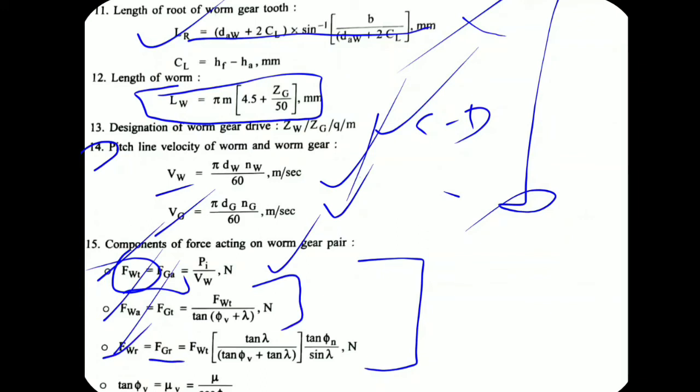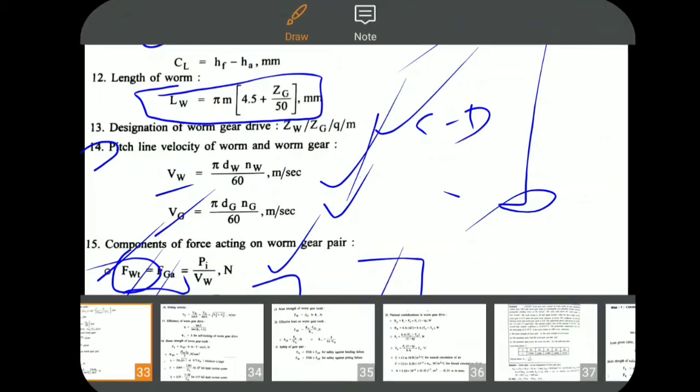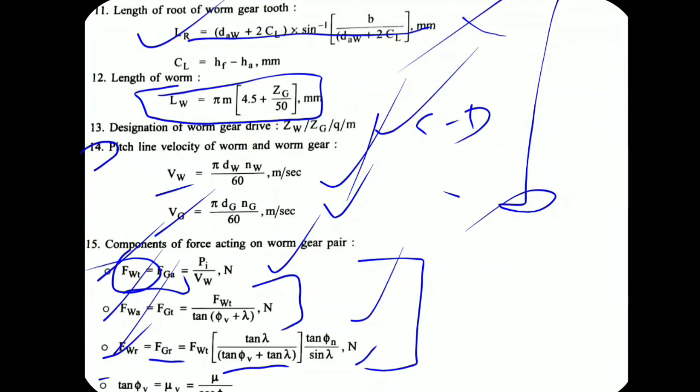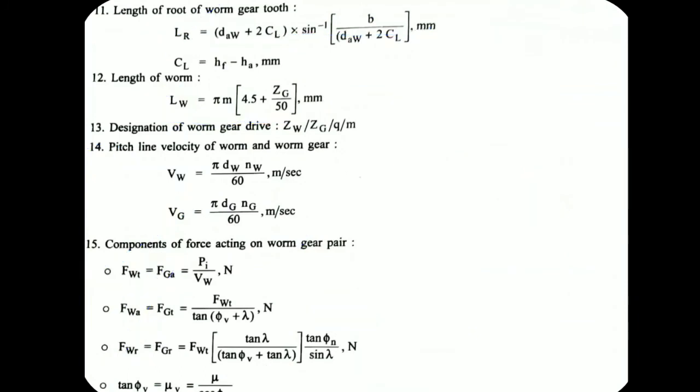So F_wr into tan of lambda divided by tan of phi_v plus tan lambda, not phi_v plus lambda, tan of phi_v plus tan lambda. Most students make a mistake here. Into tan of phi_n divided by sine of lambda. Therefore we know tan of phi_v is nothing but the friction angle, mu_v is equal to mu by cos of phi_n, phi_v is equal to tan inverse of this.